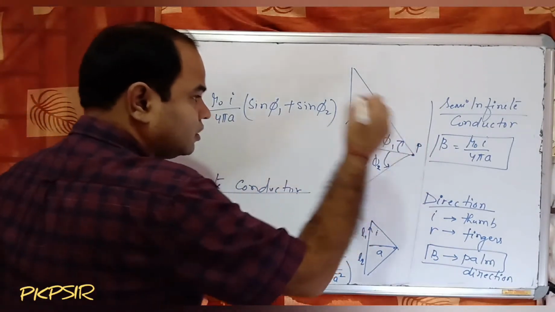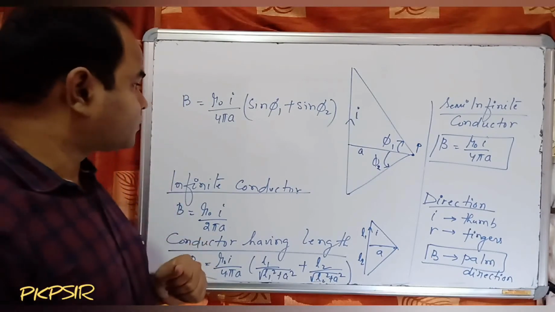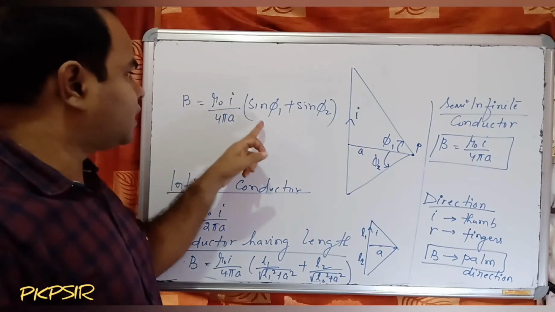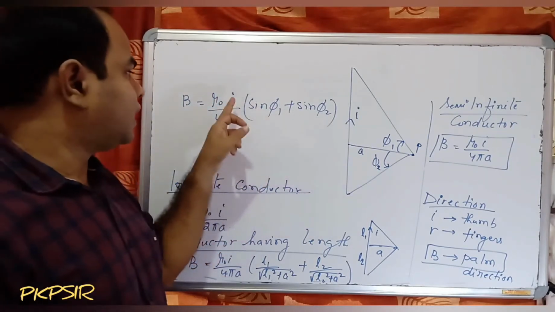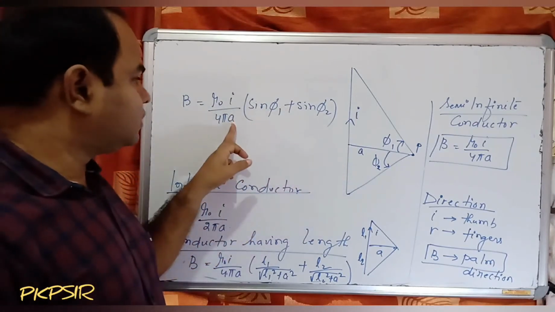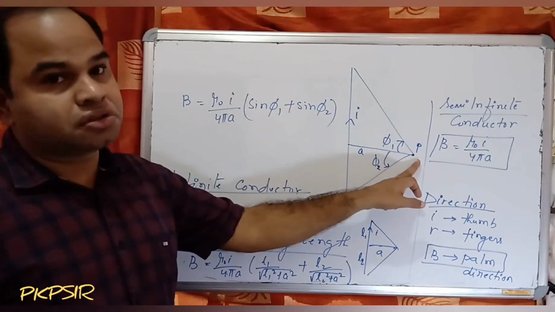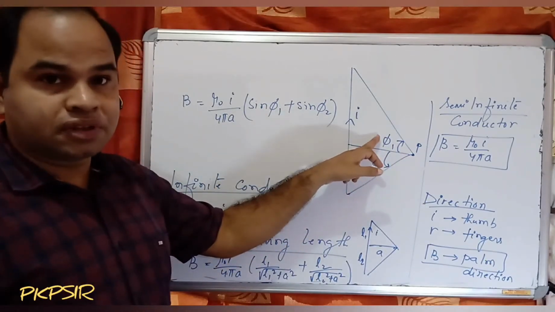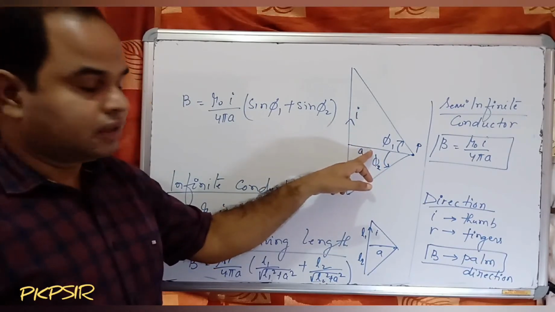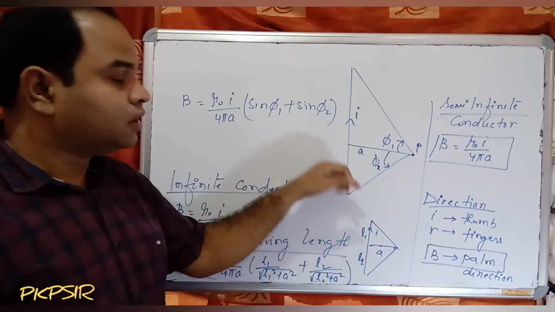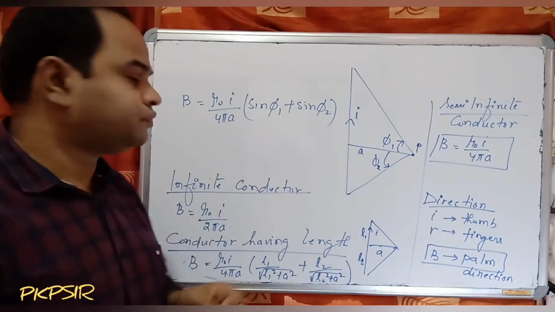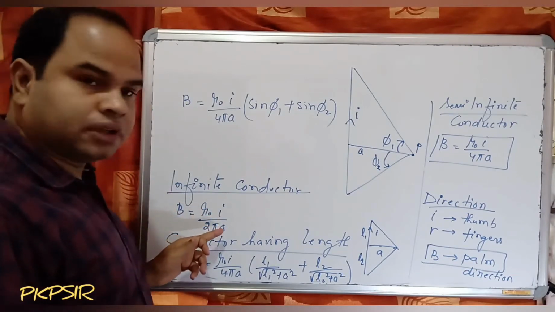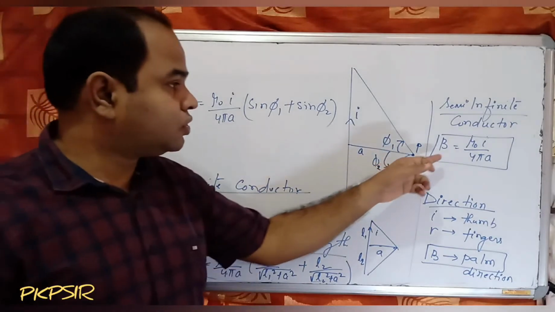Near the straight current carrying conductor, the magnitude of the magnetic field is B equals mu naught I by 4 pi a times (sin phi 1 plus sin phi 2). I is the current flowing in the conductor, and a is the perpendicular distance of the point from the conductor. Phi 1 is the angle made by the upper part of the conductor above this perpendicular, and phi 2 is the angle made by the lower part of the wire. If it is an infinite conductor, B equals mu naught I by 2 pi a. If it is semi-infinite, B equals mu naught I by 4 pi a.